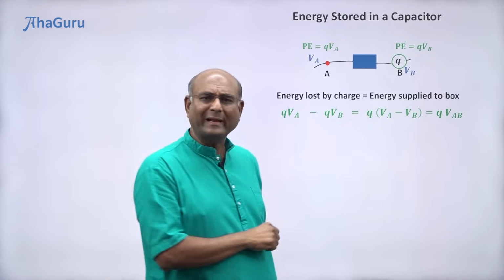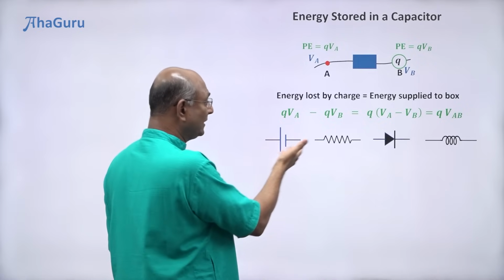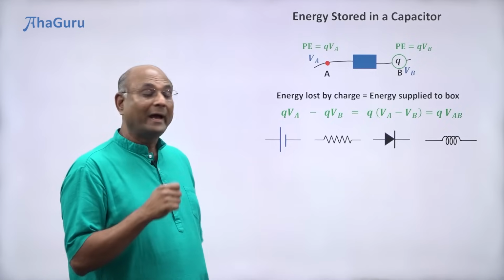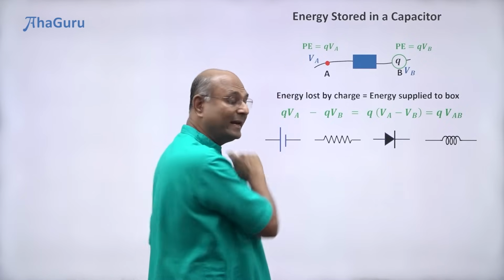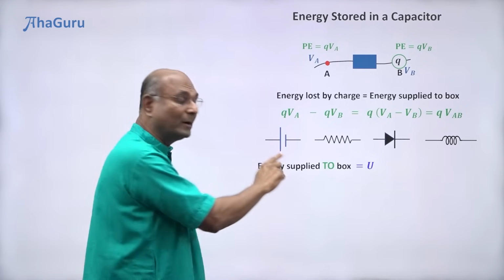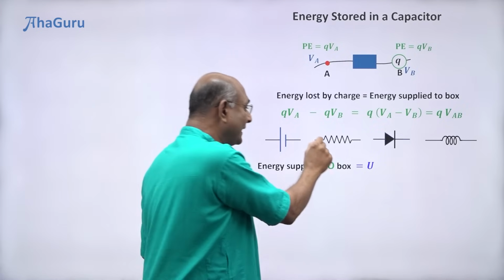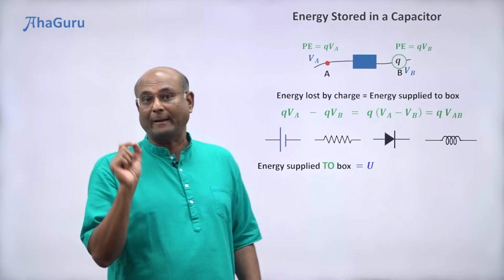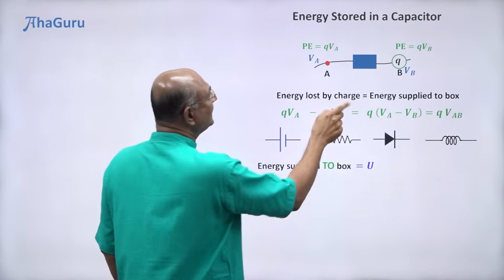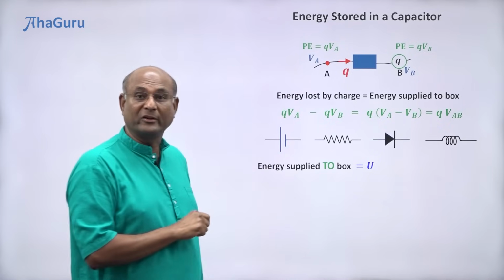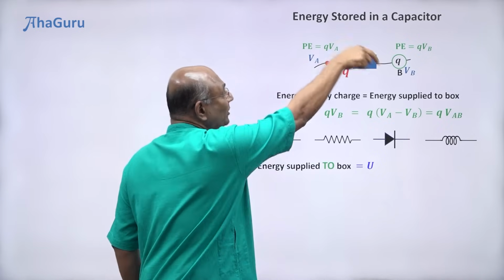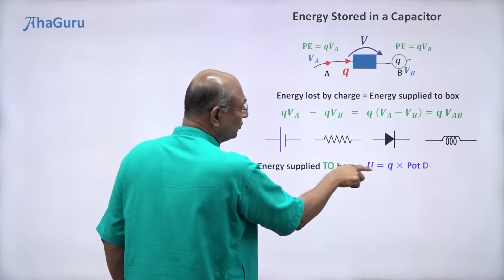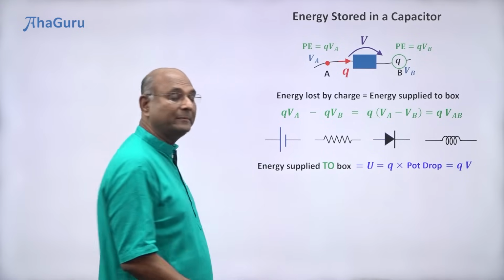This box, what can it be? Well, it can be a battery, it can be a resistor, it can be any electrical device. And here we are talking about the energy supplied to the box. The symbol for energy is capital U. So I'm going to say the energy supplied to the box, capital U. How much is it? It is the charge that is flowing in, Q, times the potential drop. So the potential drop is V. So Q times V.